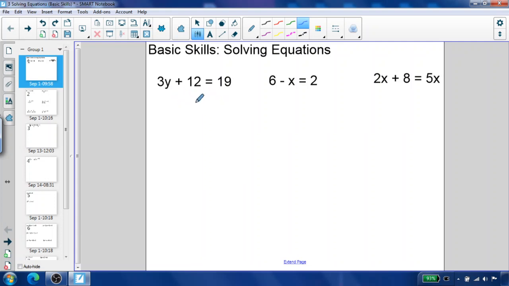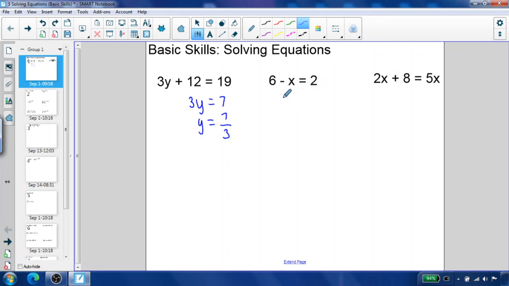So 3y plus 12 is equal to 19. I'm going to start by moving this 12. So I'm going to do the opposite. So I'm going to take 12 from both sides. So I'm going to be left with 3y on this side, and then 19 minus 12 is 7. Now I've got 3y, I want 1y, so 3 lots of y here, I need to divide by 3. So divide by 3 on both sides, I'm going to have 7 over 3.